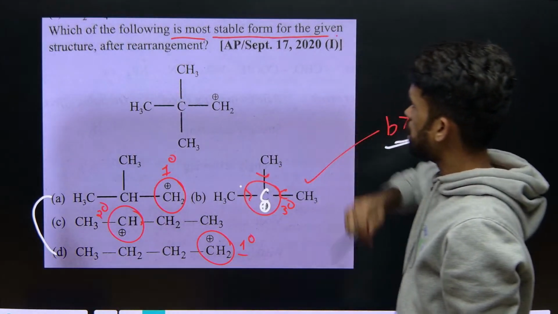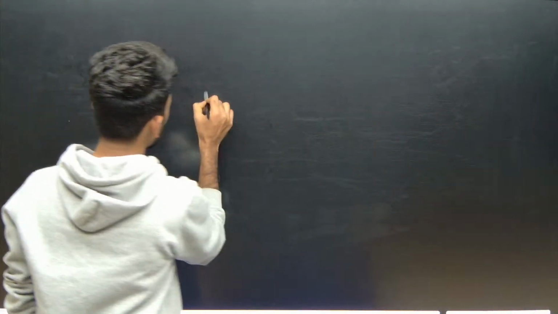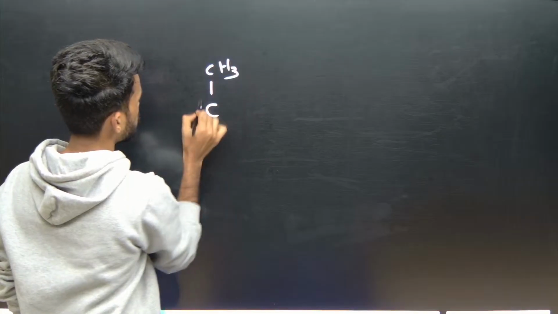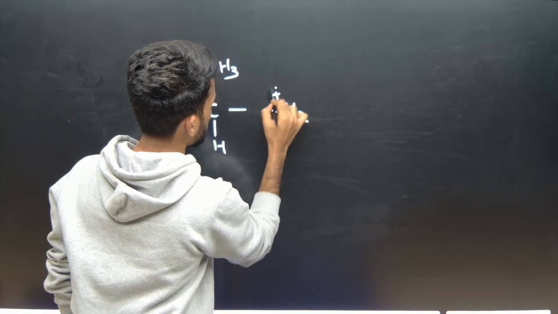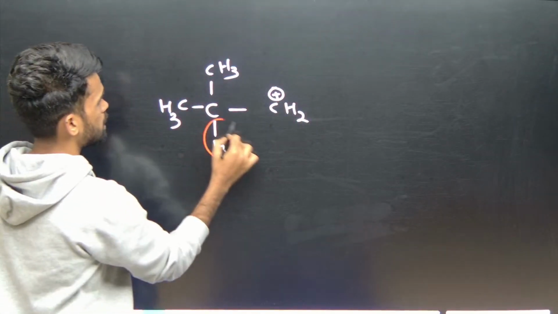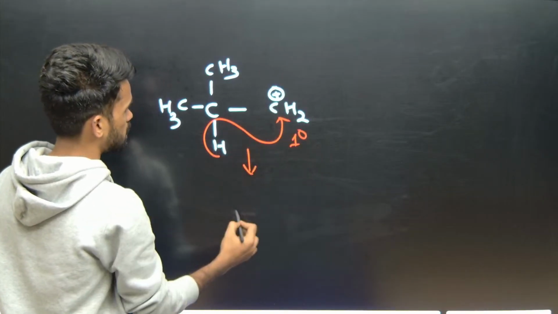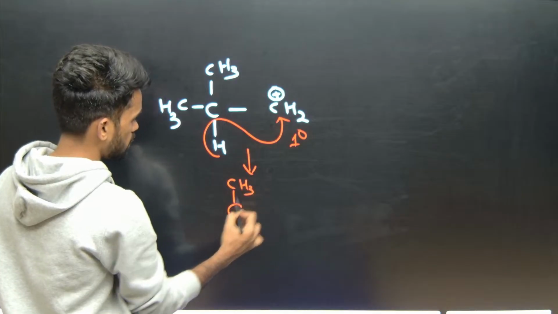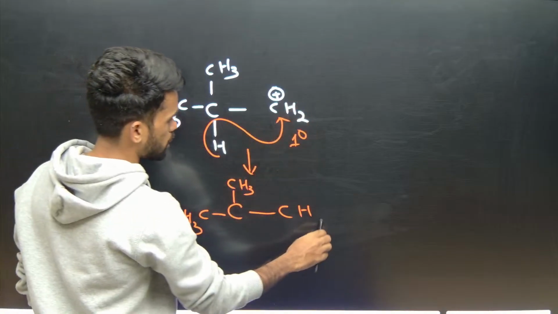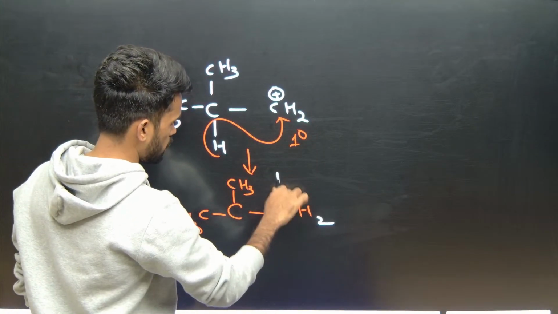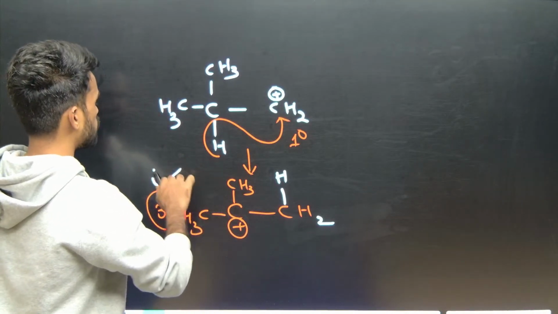Based on this understanding, see what happens. Which of the following is the most stable form of the given structure after the rearrangement? See here, carbon, CH3, and here H, and here CH2 plus is there. So like this it is there now. If I shift this hydride ion from here to here, what happens? The primary carbocation can be rearranged to tertiary now. CH3, CH3, CH. If this hydrogen is going here, you will be getting one more hydrogen over here and the positive charge. So this is tertiary right now.